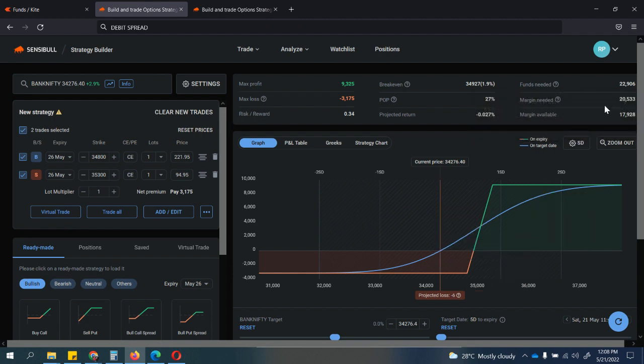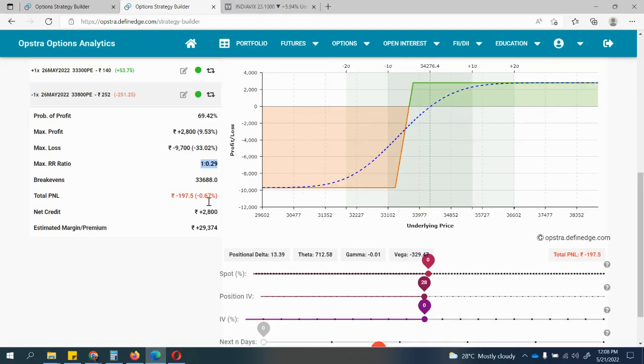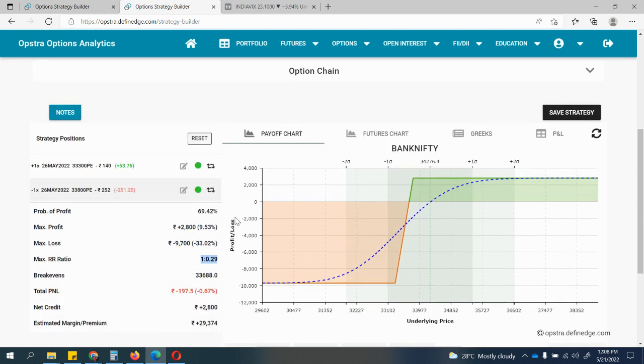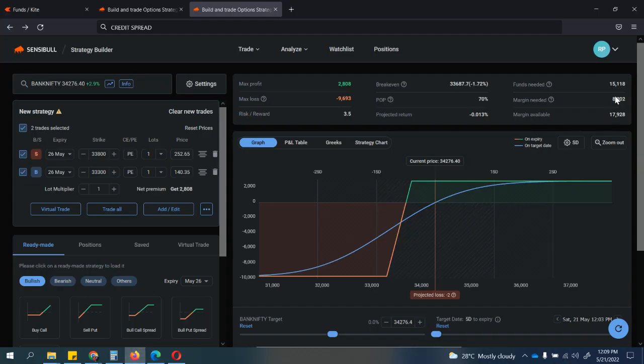Now let's check the margin. See, the margin required is 20,000, but for the credit spread, somehow it is showing 8,000, but this is not 8,000. This will be between 25,000 and 30,000. For your reference, I've deployed the same trade in Opstra also. Opstra is showing an estimated margin of almost 30,000. Just a disclaimer, this is not 8,000, this is 25 to 30,000.